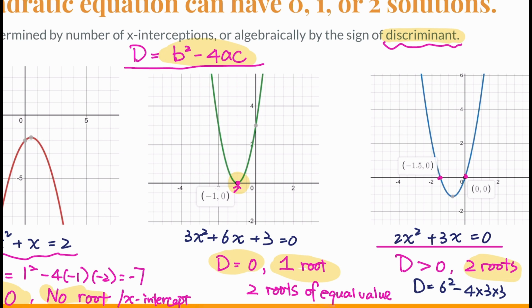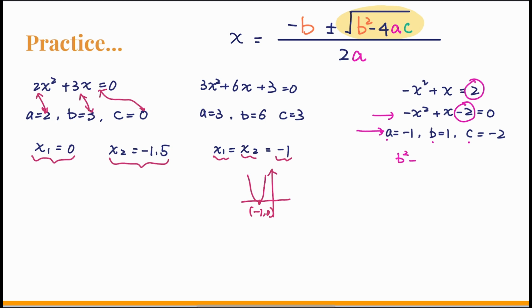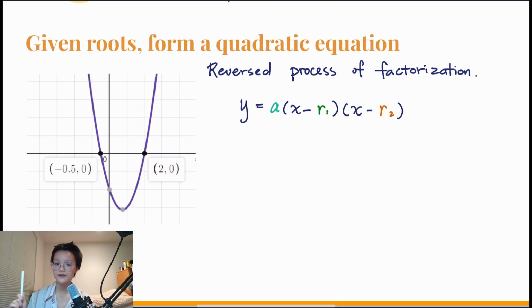So this is something you really want to do before you apply everything into this formula. It will save you some time if you find the discriminant is smaller than 0. You don't need to proceed anymore, and you can just say there is no root. Okay, so far so good.